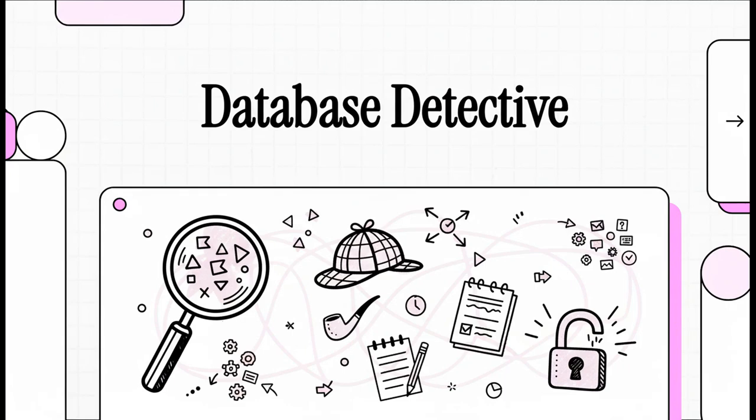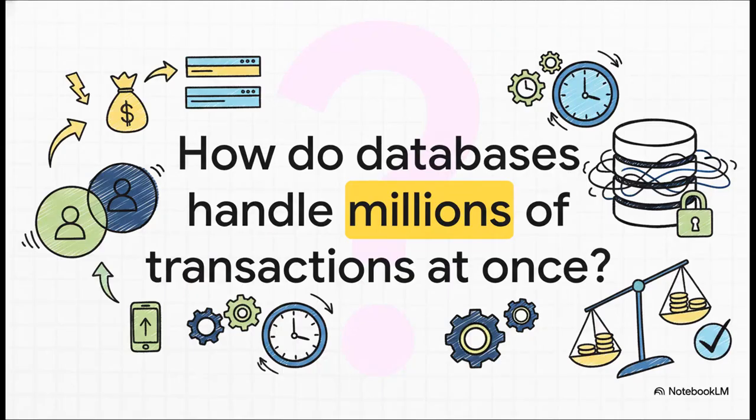All right, today we're putting on our detective hats to solve a classic mystery from the world of computer science. We're going to crack the case of how databases can possibly handle millions of things happening at once, all without losing or scrambling your data. Let's dive right in.